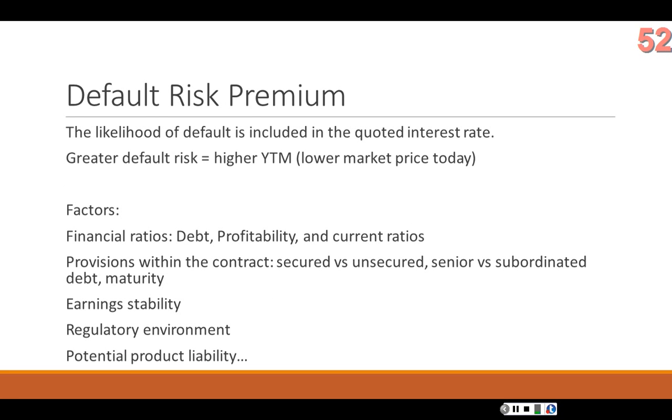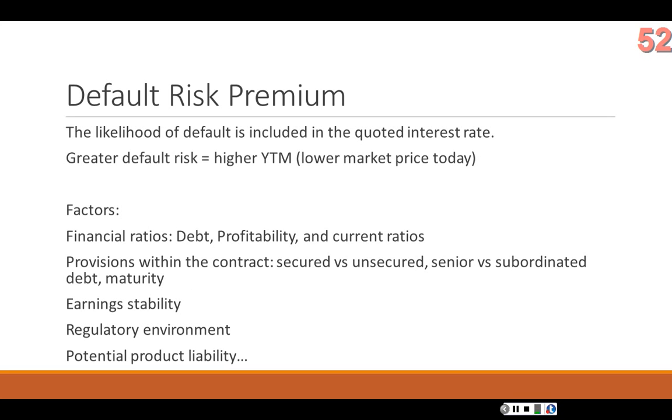The default risk premium is the likelihood of default. The greater the default risk, the greater the yield to maturity, and therefore the lower the market price today. You must be compensated for bearing this additional risk, whether the company might not pay the full amount of the bond.